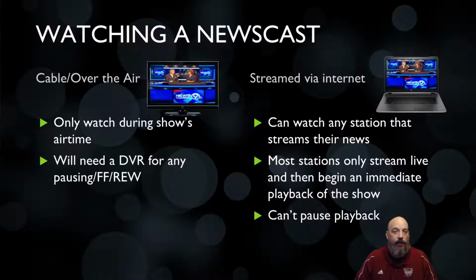All cable providers should have access to local stations. You can even take a digital antenna, plug it into the back of your television, and receive an over-the-air signal for free. I've known some people to set up a video recorder or DVR to record the news, and then you can play it back at your convenience.